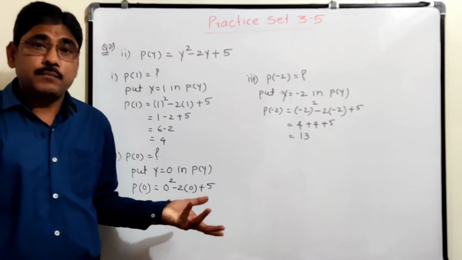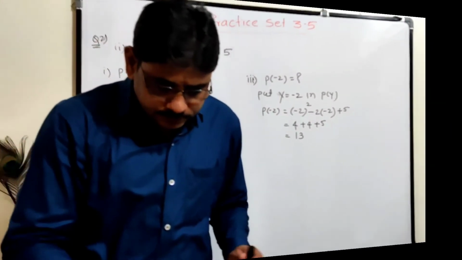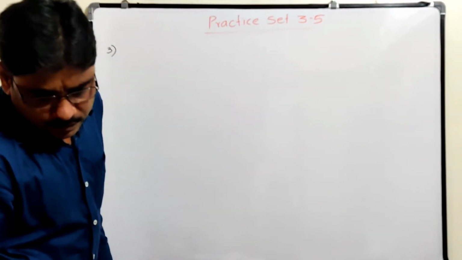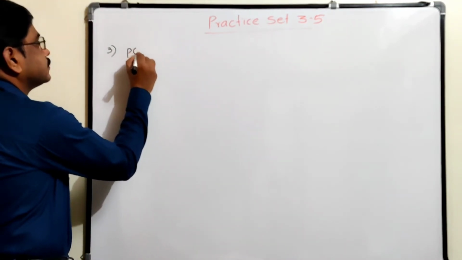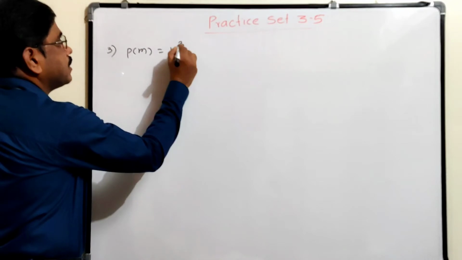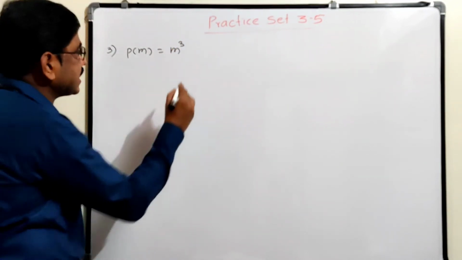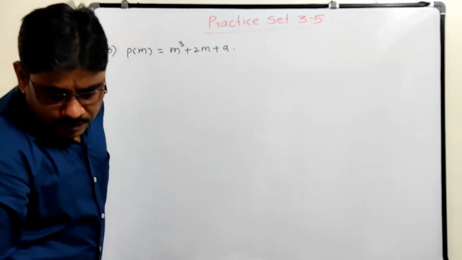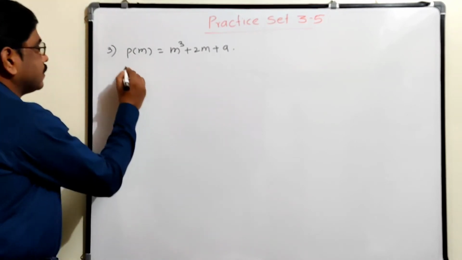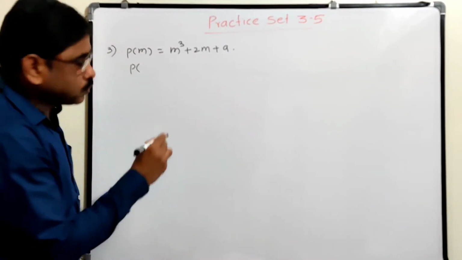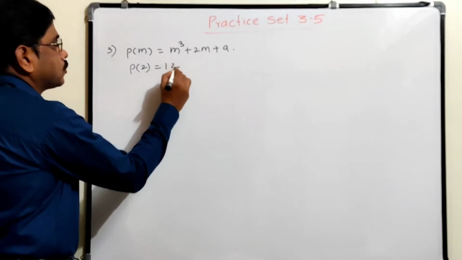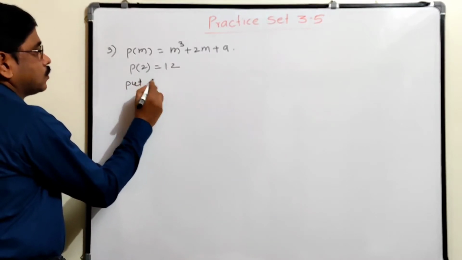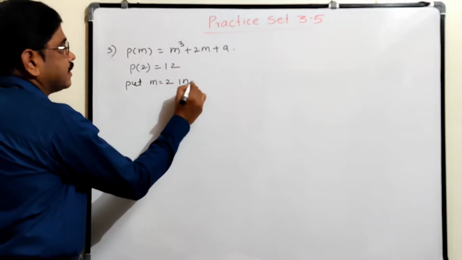This was question number 2. Very easy. And then, the third one: the polynomial is given, P(m) is equal to m cube plus 2m plus a. Now what is given? For m is equal to minus 2. That means for m is equal to 2, not minus 2, P(2) is equal to 12. So put m is equal to 2 in P(m).